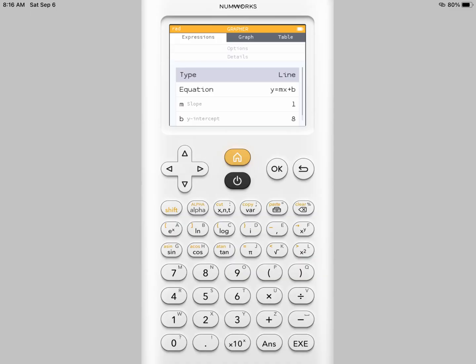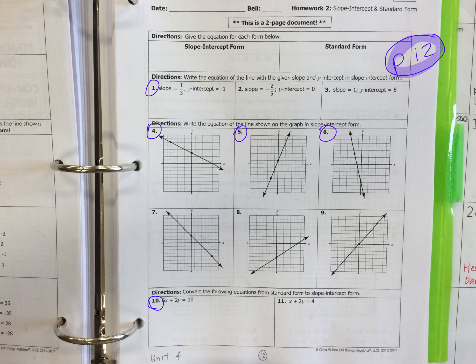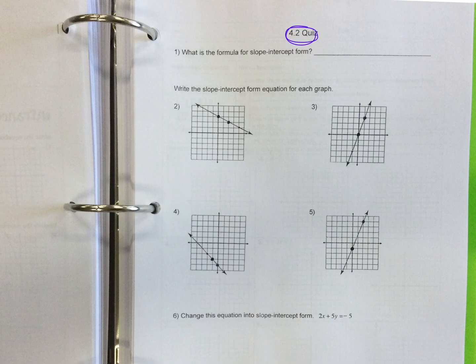So this is a screenshot of what your calculator will look like, and this is the information that I was telling you about. So follow those steps and it'll get you to that screen. Alright, this is page 12. I need you to do 1, 4, 5, 6, and 10 on your own. And this is page 15. I need you to do this quiz and then turn that in to me when you are done.